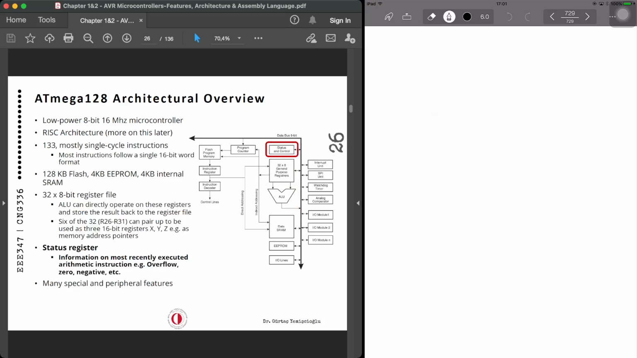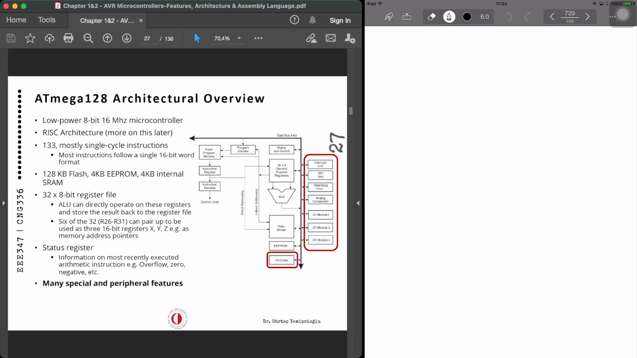The status and control register is also important when you're performing operations in the ALU, like arithmetic or logical unit operations. You might have a zero, a negative or an overflow. They are all shown in the status register. So they are actually flags that can be raised depending on the situation or the outcome of the results.